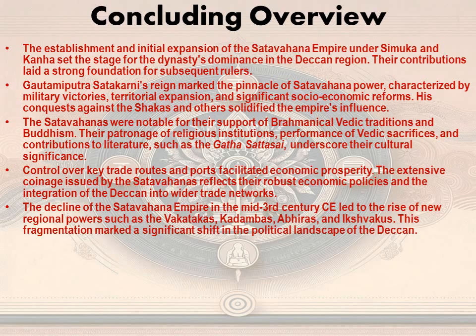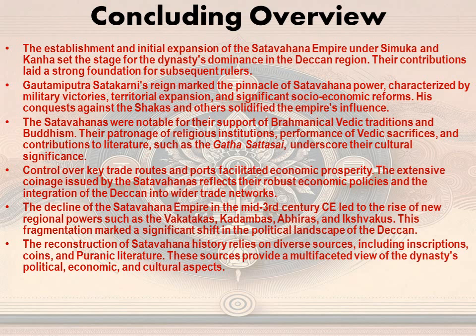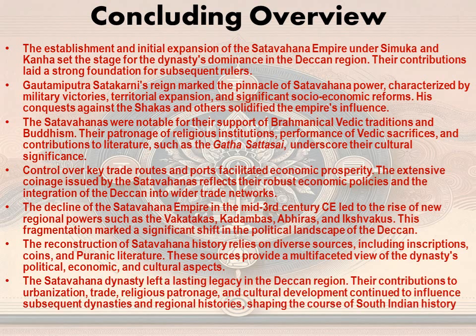The decline of the Satavahana Empire in the mid 3rd century CE led to the rise of new regional powers such as the Vakatakas, Kadambas, Abhiras, and Ikshvakus. This fragmentation marked a shift in the political landscape of the Deccan. The reconstruction of Satavahana history relies on diverse sources, including inscriptions, coins, and Puranic literature. These sources provide a multifaceted view of the dynasty's political, economic, and cultural aspects.